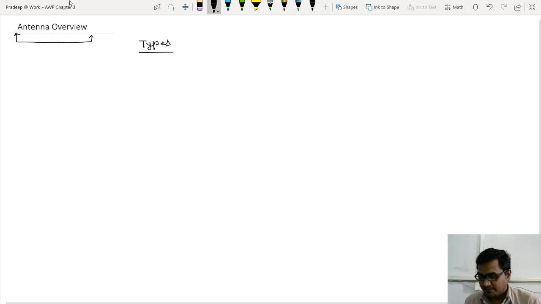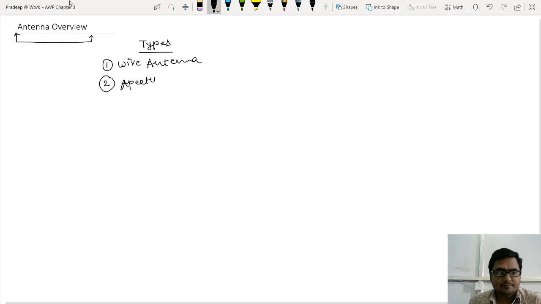We have already studied the types of antenna. First type of antenna is the general one, that is wire antenna. Look at this, wire antenna. The second type is aperture antenna, then array antenna.